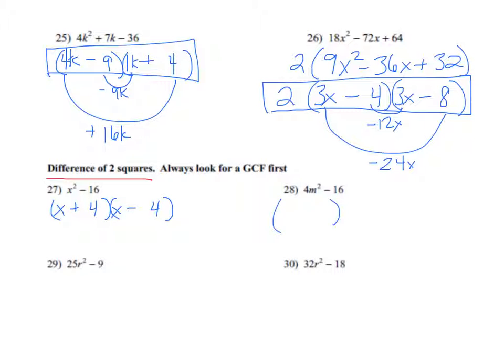Let's try this one. Oh, wait. First thing I need to do is pull out a GCF. Let's go ahead and pull out a 4 on that one. Then you'd have an m squared minus 4. And what you have left is a difference of squares. So I'm going to have the 4. And then remember, you square root the m squared. That's going to be an m and an m. Square root the 4 is a 2 and a 2. One's a plus, one's a minus.